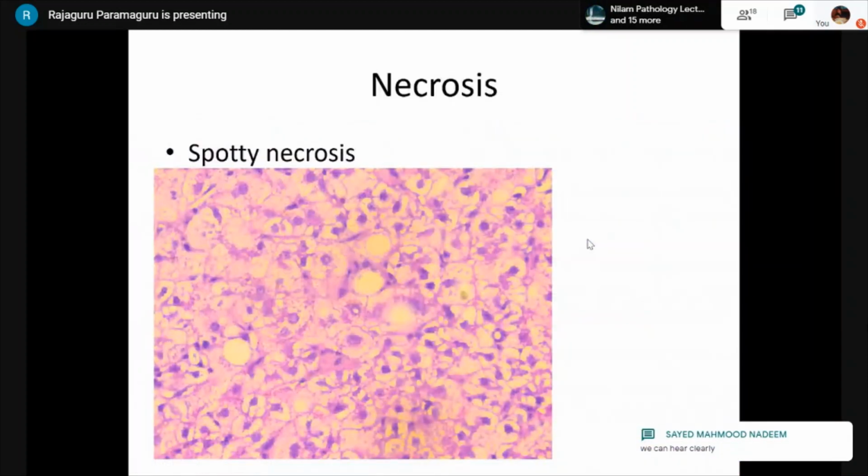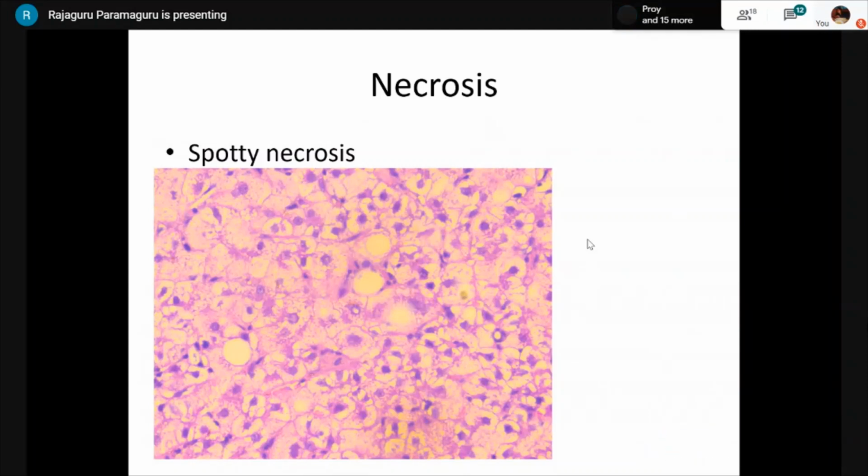Then we'll go on to necrosis. First we'll start with spotty necrosis. Spotty necrosis can occur anywhere within the lobule. It's not specific to a particular zone, and here it involves a single or a few hepatocytes. This area particularly is showing spotty necrosis with a collection of a few macrophages around the necrotic hepatocyte. It can happen with autoimmune or any other viral hepatitis.